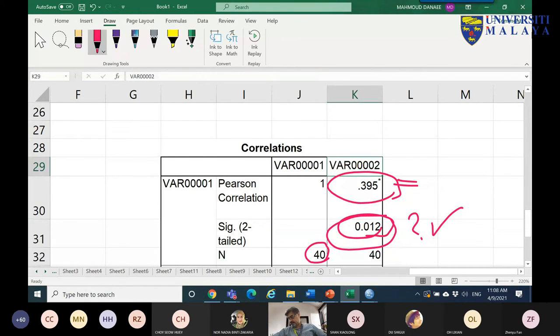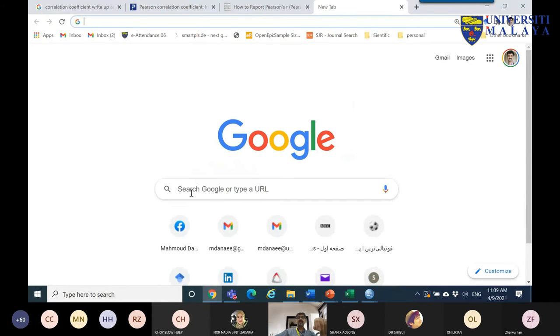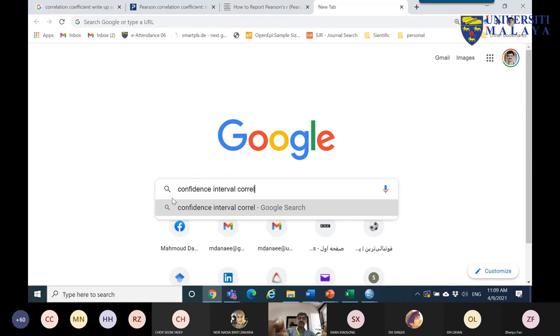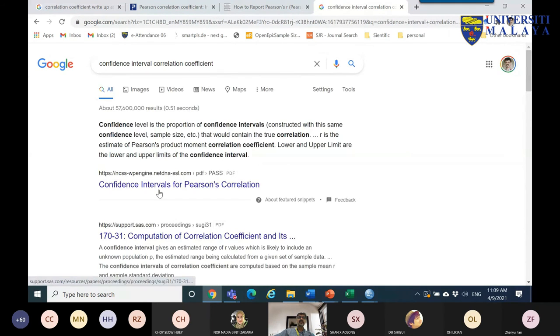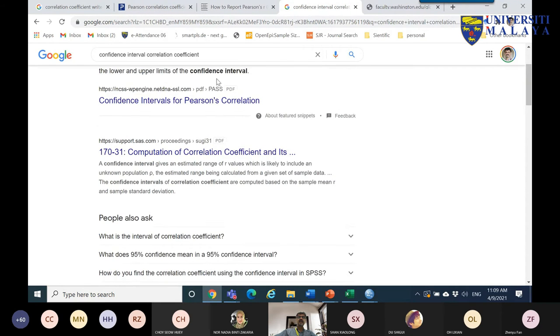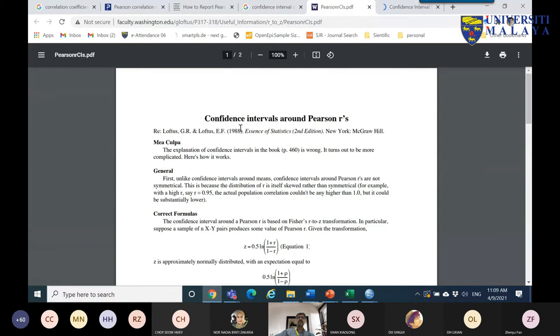One more thing that I want to highlight here. SPSS will not generate the confidence interval, the CI, for the correlation coefficient. So when you want to calculate the confidence interval for a correlation coefficient, you just Google it: confidence interval for correlation coefficient. When you search, there are some calculators that you can easily use. This is actually the formula.